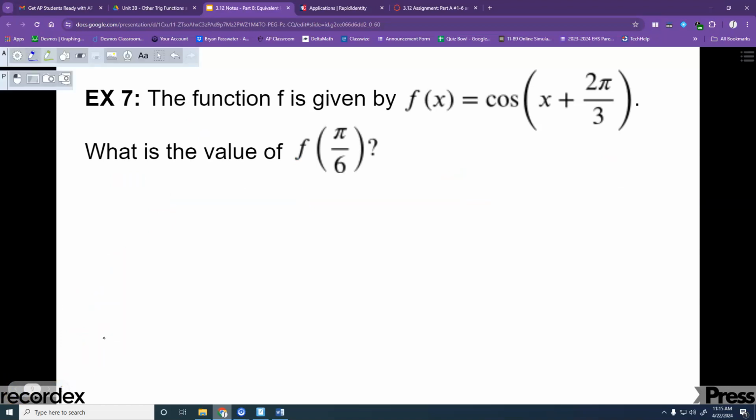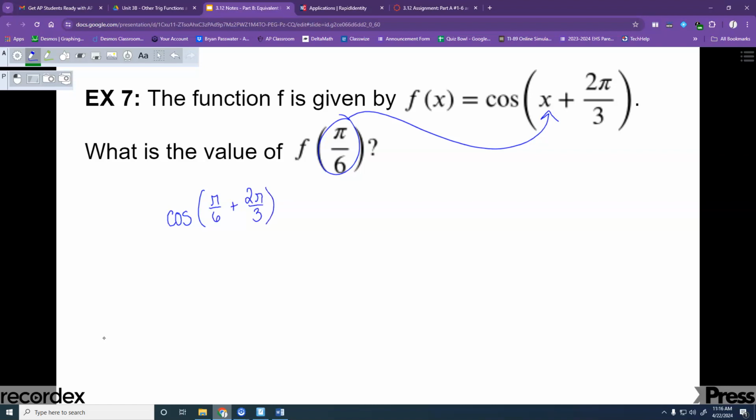Anyway. All right, so for this one, they like to do this sometimes. They give you an equation and they say find the value of f of pi over 6. What do I have to do to find the value of f of pi over 6? Plug it in. I just plug in pi over 6 into this equation, all right? That's all they're asking you to do there, right? So we're doing cosine of pi over 6 plus 2 pi over 3, right?